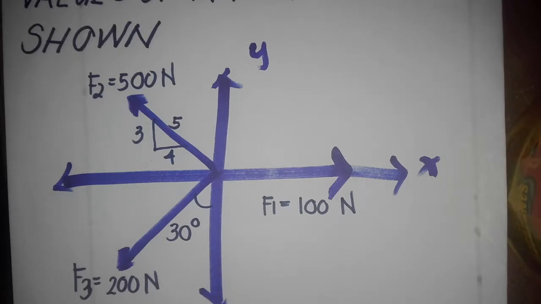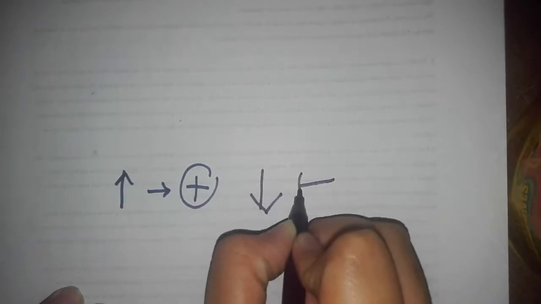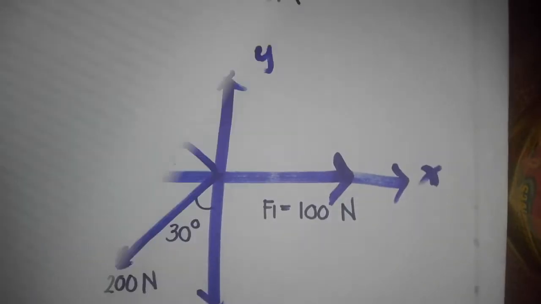First, we should consider the remembering of positive and negative. Now remember, if the force is pointing upward and to the right, we should see the force as positive, and if it's pointing downward and to the left, the force is then negative. Now back to the problem.